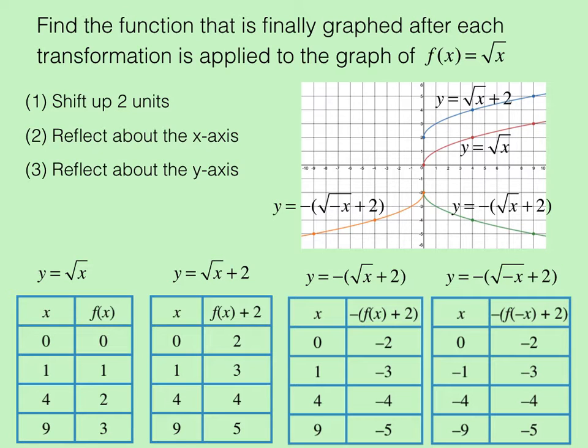So my final answer to this question is taking the parent function of the square root of x, after shifting it up 2 units, reflecting it about the x-axis, and then reflecting it about the y-axis, my final symbolic form of the equation will be y equals negative the quantity square root of -x plus 2. And graphically, it will be that last curve which is mapped in orange.